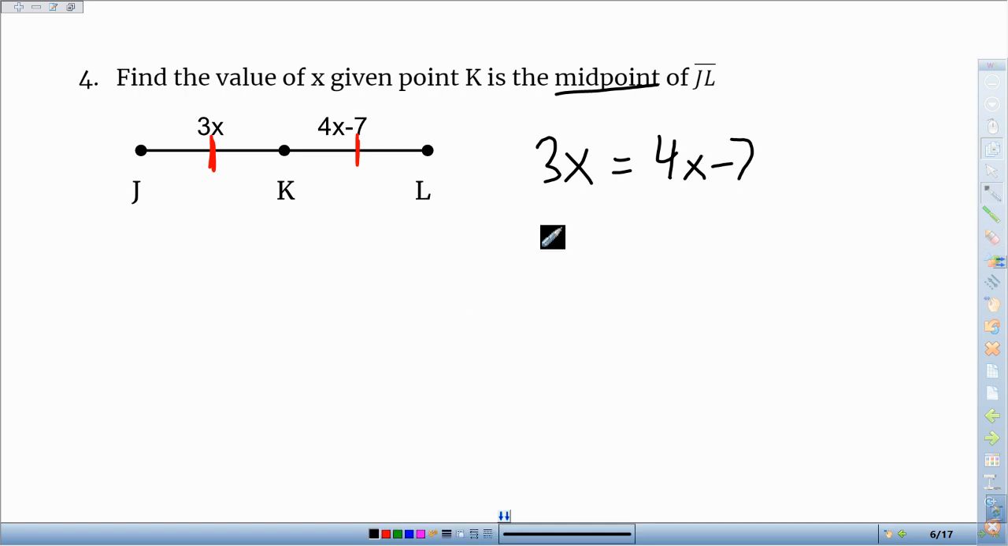Again, I'm going to give you a chance to solve this on your own. On this problem, they just want you to find the value of x. So once you get x, you're good. You can move on.